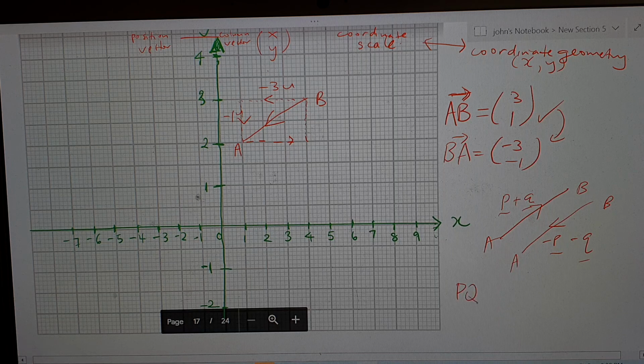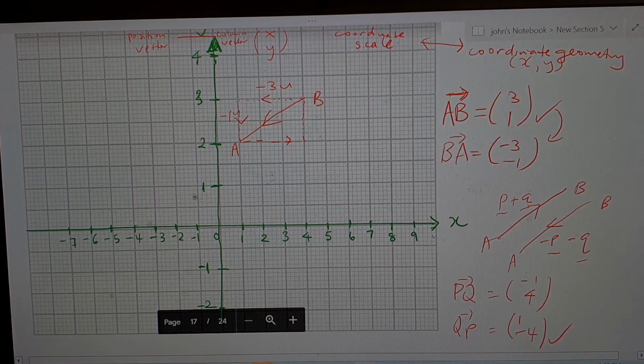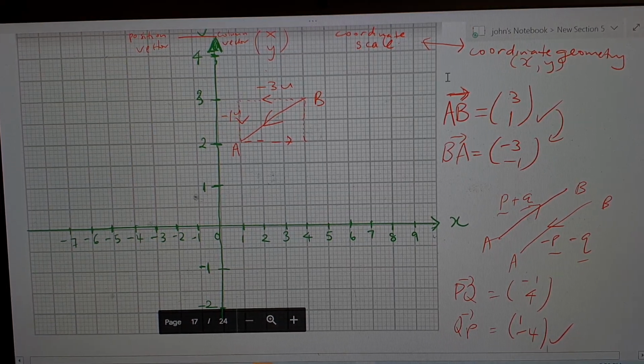Let's say I have PQ, right? PQ, if I tell you is -1, 4, then what is QP equal to? It's the opposite direction, right? So you change this sign, and that's your answer. Finish. Okay, so that is how you do this question. Okay, so that's all for this particular part.